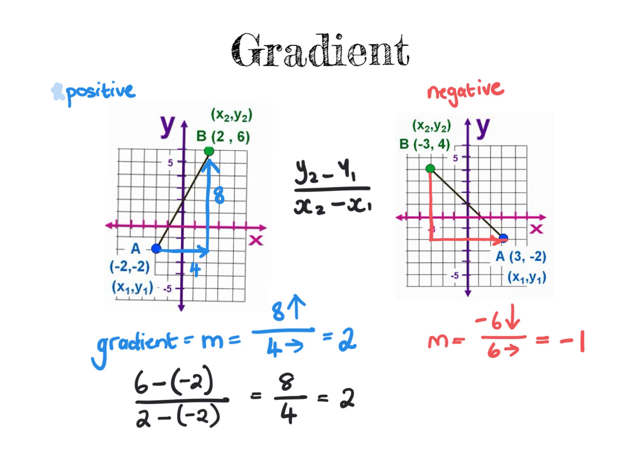Let's also use the formula for the negative gradient. So here I can say 4 subtract -2, so that will give you 6. And here I will have -3, and I subtract 3, and that gives you -6. Remember that it doesn't matter where the negative is. When you simplify this fraction, it still gives you -1.